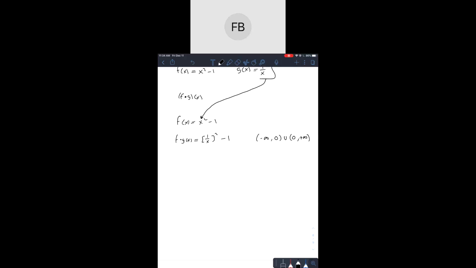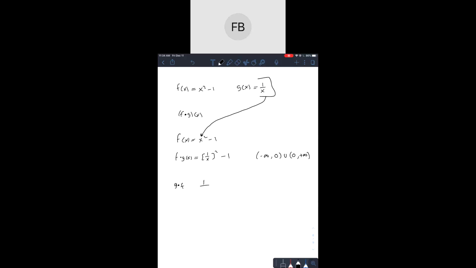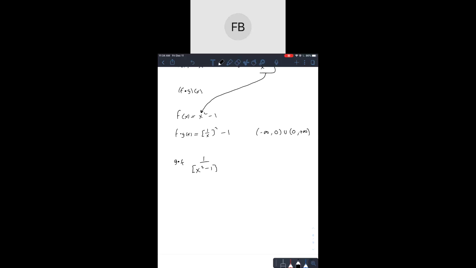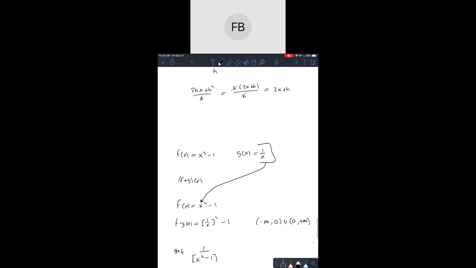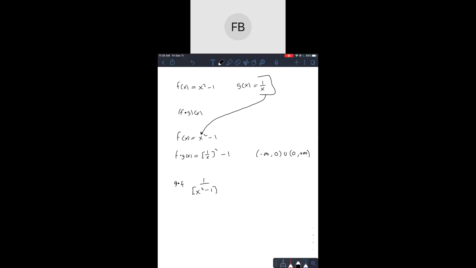Okay, let's do g of f. In g of f, you just take the g equation, which is 1 over x, but for the x, you're just going to plug in the f equation, so x squared minus 1, and that's it. Basically, I think that knowing this stuff is kind of related to knowing the difference quotient questions. It's all about plugging different things into different equations, but very important.